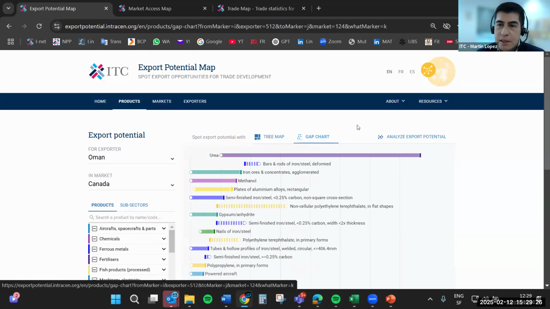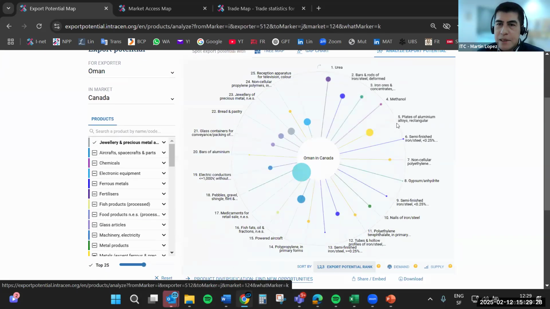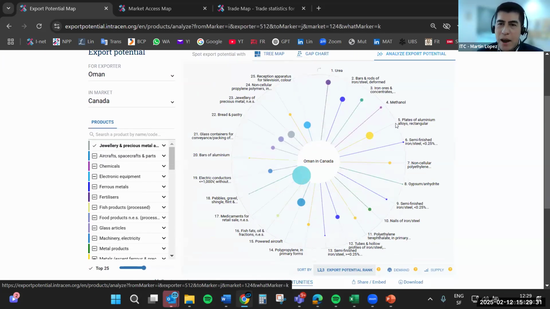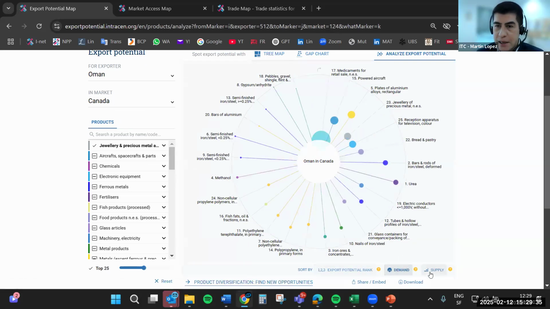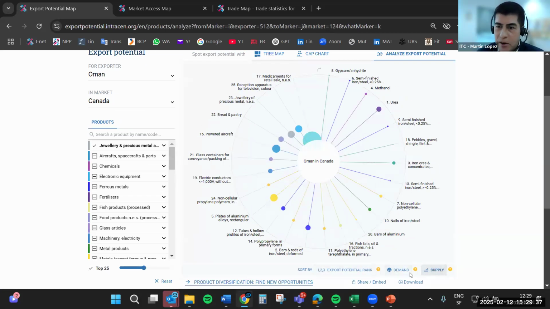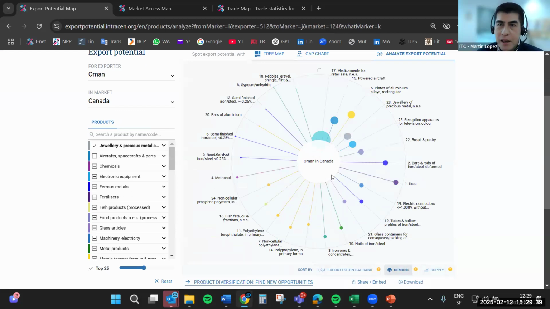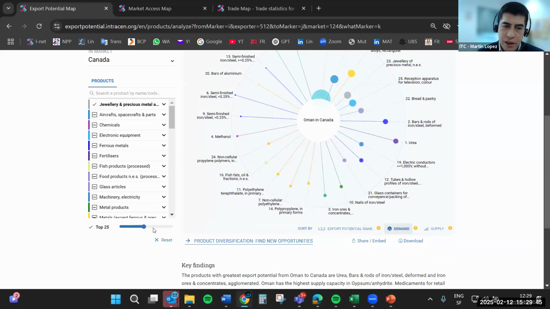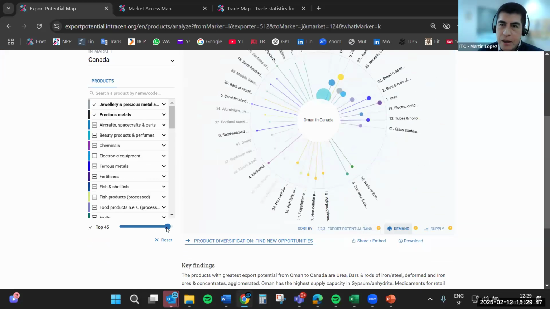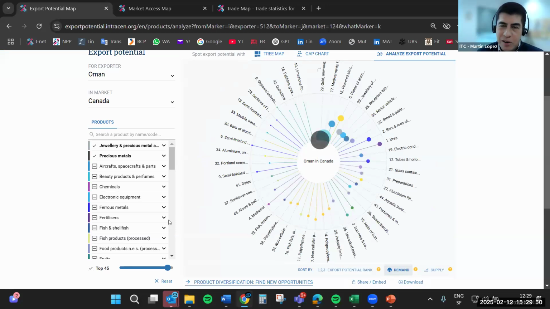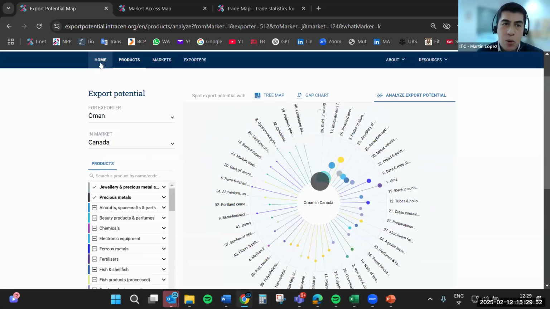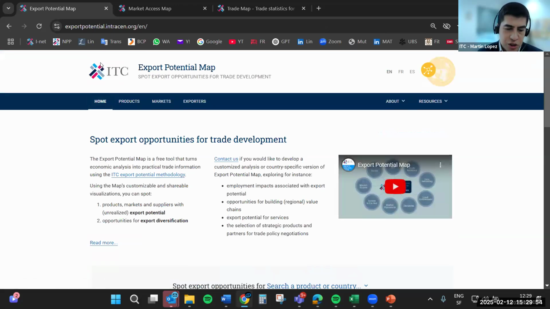We can also see this in the form of this graph where countries are ordered clockwise according to, well, in this case, supply of Oman of that product or demand of those specific products in Canada. But there are more. We're just looking at the top 25. Now we're looking at the top 40. So that is how we can use this part of export potential map.